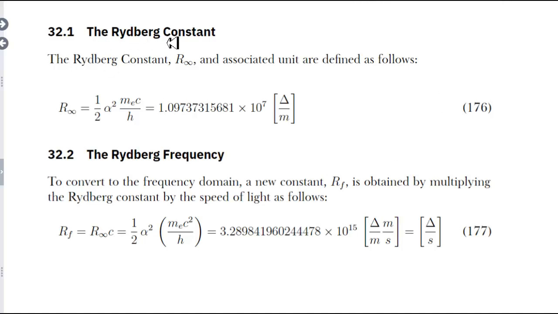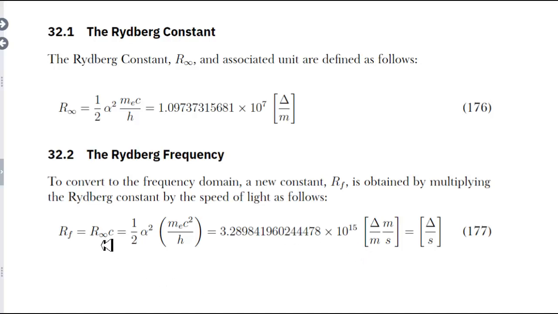So to convert the Rydberg constant to the frequency domain, a new constant, which I'm referring to as the Rydberg frequency, is obtained by multiplying the Rydberg constant by the speed of light. When you take the Rydberg constant and multiply it by the speed of light, you get this value here, 3.2898, etc., times 10 to the 15th.